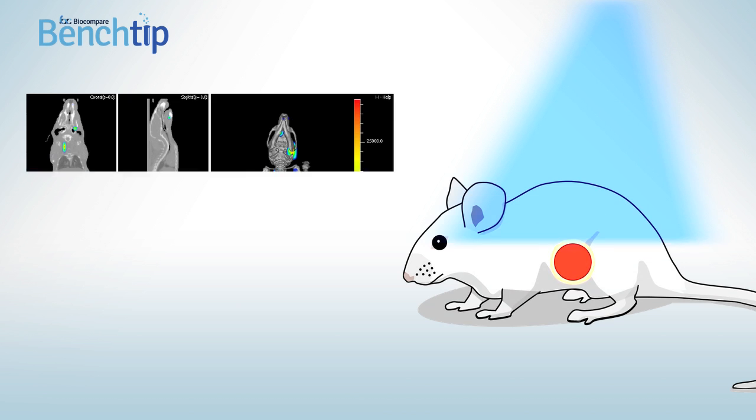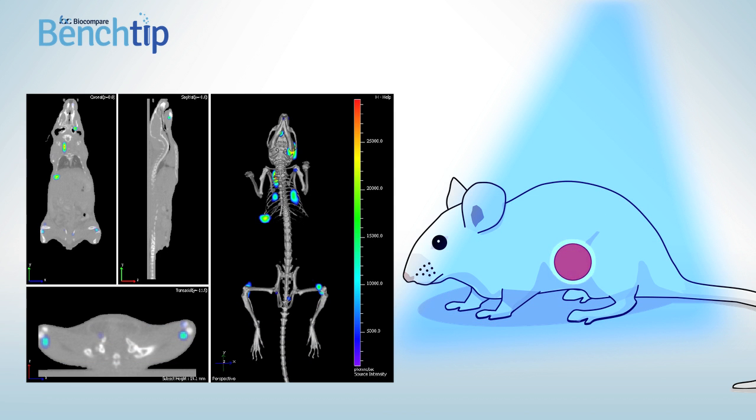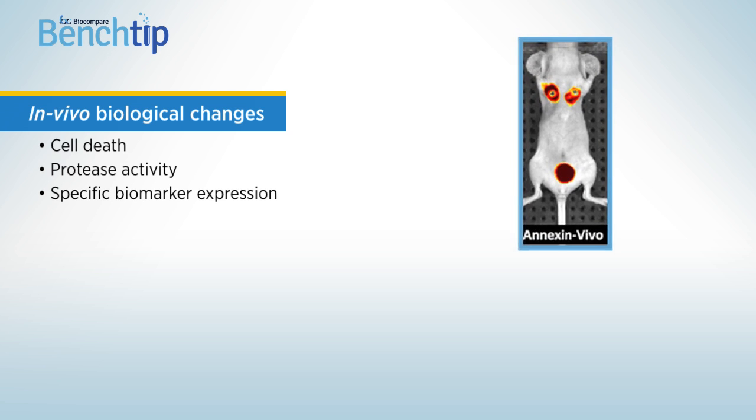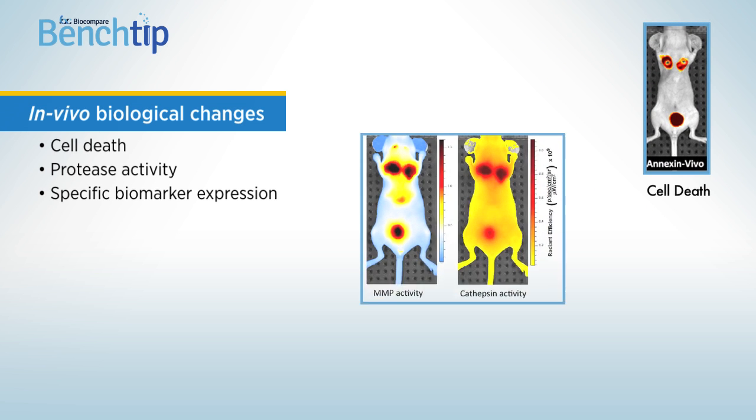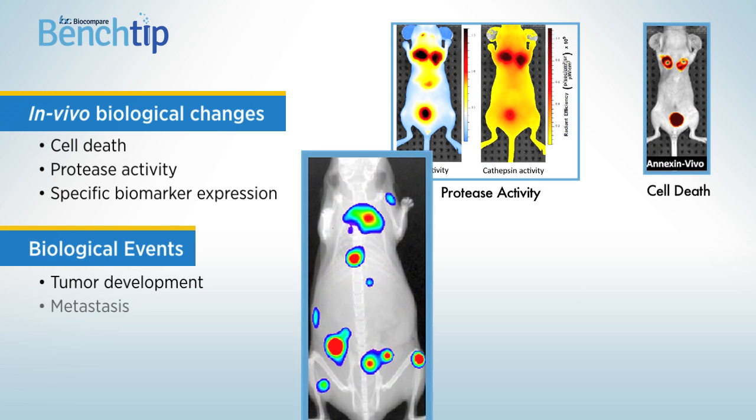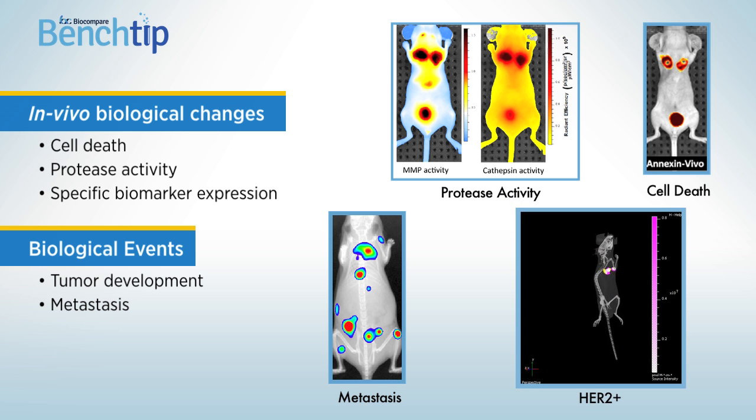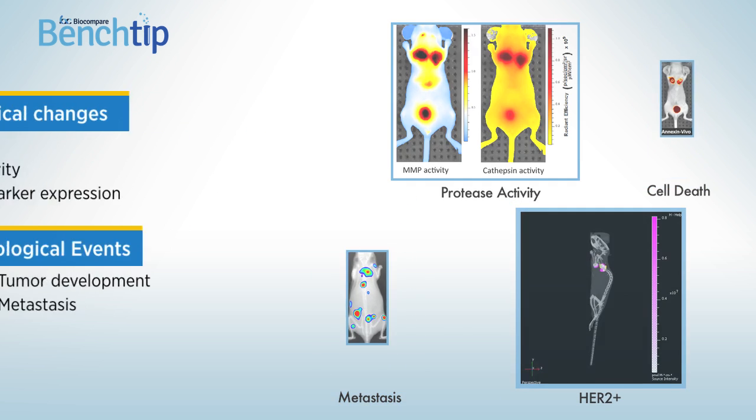Optical imaging is a technology that measures light produced by optical reporters, which can be visualized through the tissues of a live animal using specialized imaging equipment and software. You can see examples of this when you are, for instance, using specific fluorescent agents and fluorescence imaging to quantify in vivo biological changes in disease models, or if you're using optical imaging to monitor various biological events such as tumor development and metastasis with cells engineered to express luciferase.